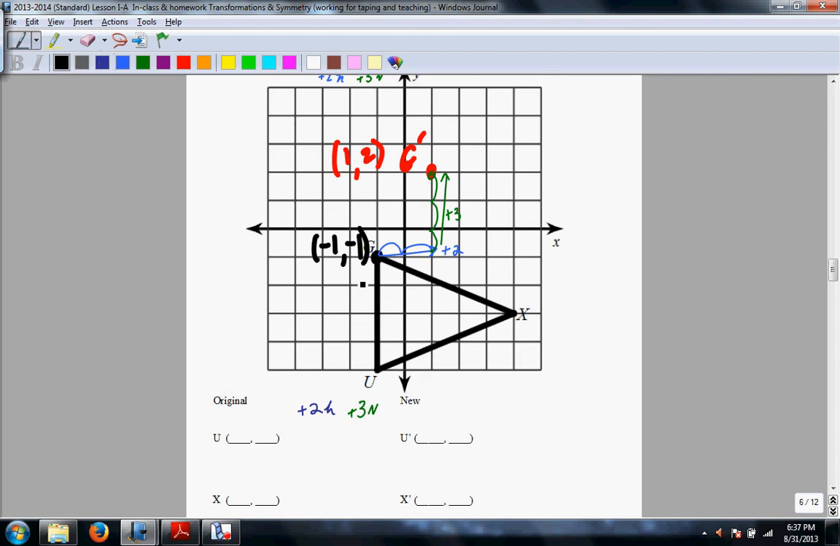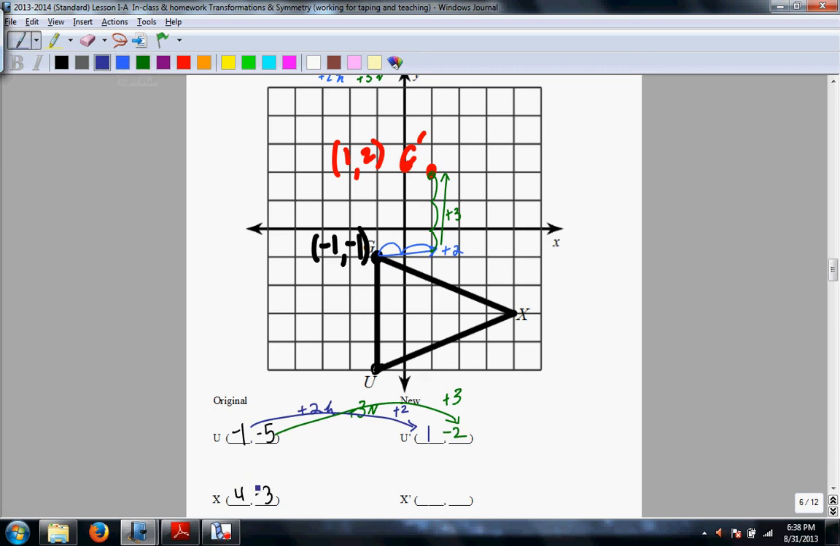So let's look at our original coordinates. Our original coordinates of U are -1, -5. And our original coordinates for X are +4, -3. So I go like this. I'm going to take that -1, and I'm going to add 2. And my new coordinate is going to be +1. And then I take that -5, and we're going to add 3. -5 plus 3 is -2. So that's my new coordinate of U prime.